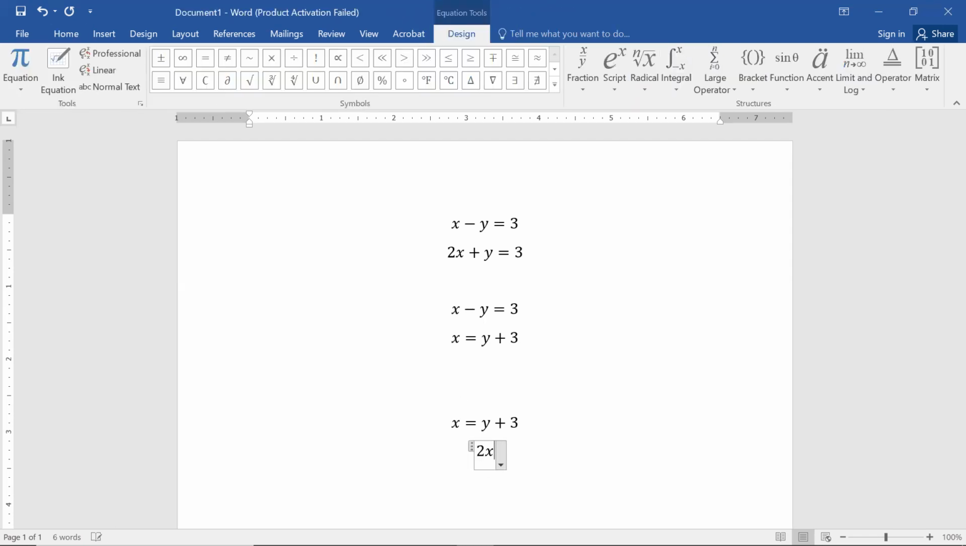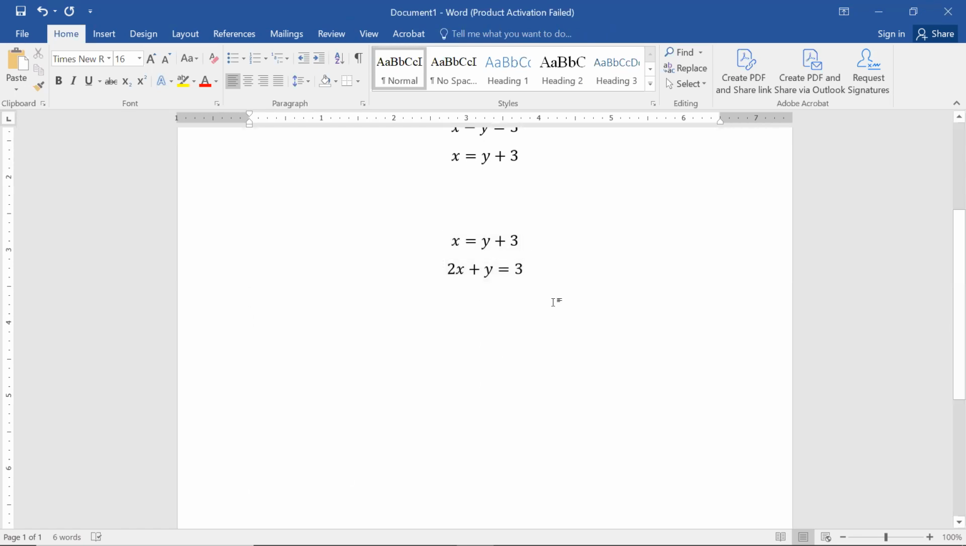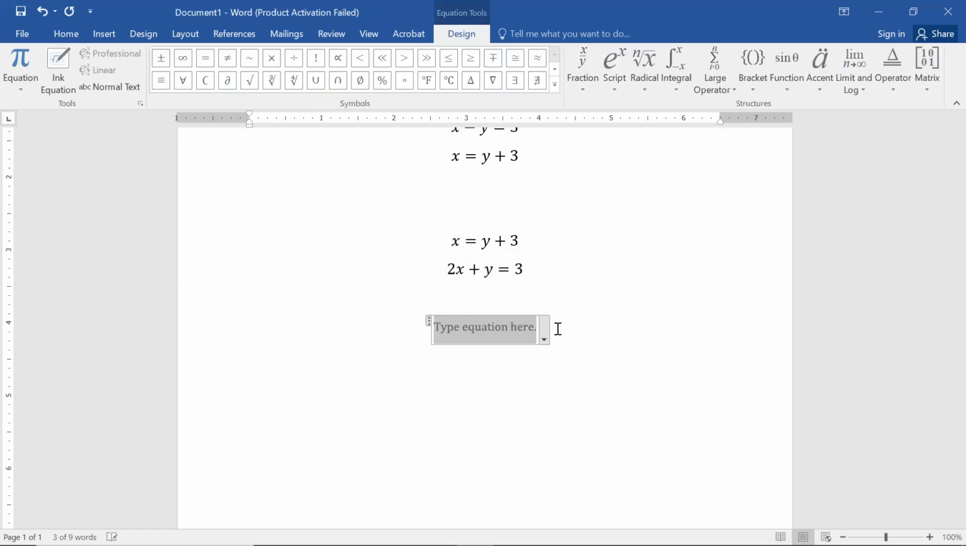My second equation in the system is 2x plus y is equal to 3. And now I can substitute. So in this case, my first equation has x is equal to this expression. So in my second equation, I'm going to replace the variable x with the expression y plus 3. That equation has one variable, so I can solve that equation for y.